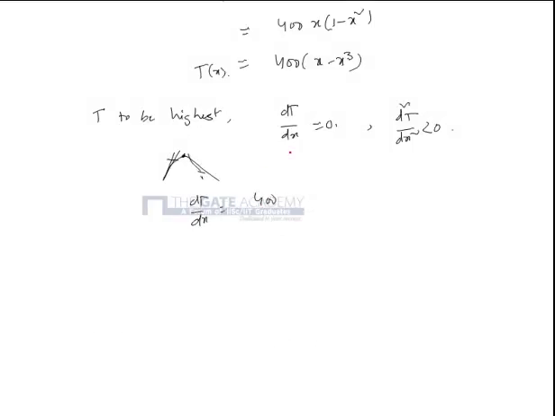Okay, so let's find dT/dx and set it to 0. So dT/dx, let's differentiate this. It will be 1 minus 3x squared is equal to 0. So I get 1 is equal to 3x squared, and x is equal to 1 by root 3.